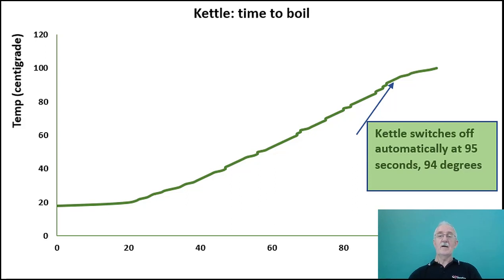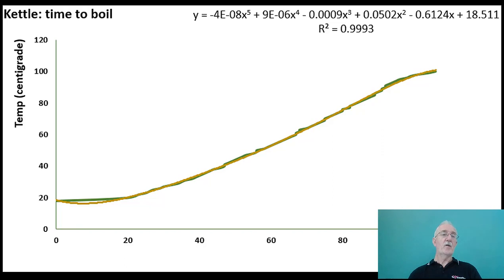But notice at 94 degrees, the kettle, you might hear it on the sound, the kettle switched off automatically, which is about 95 seconds, but it continued to warm, to heat, until it got to 100 degrees. Here's the polynomial order 5 equation that I got from this graph, and you can see the green line behind the actual and the polynomial estimation now. It's a pretty good fit because r squared is 0.9993.